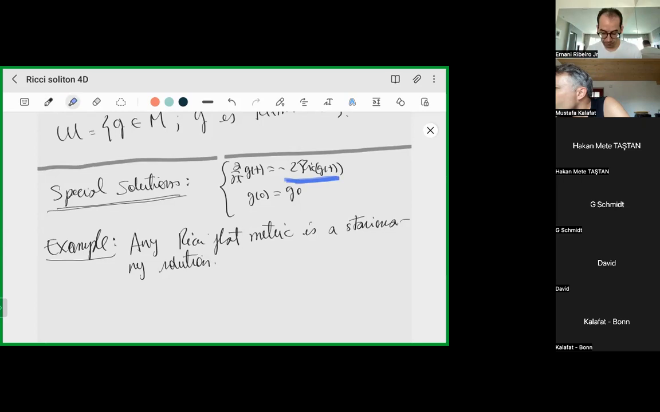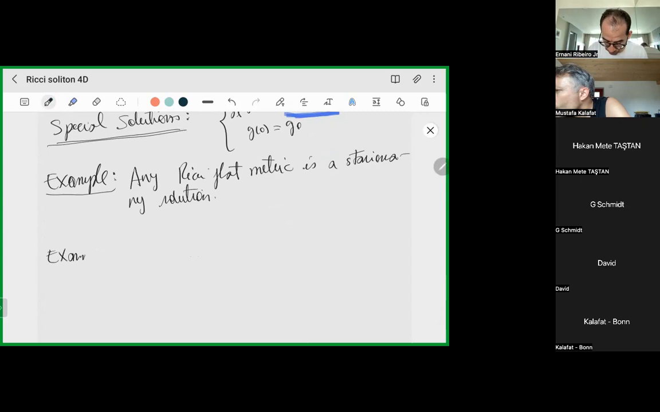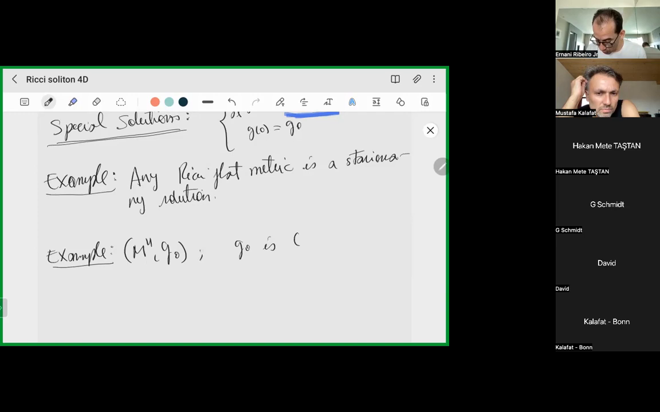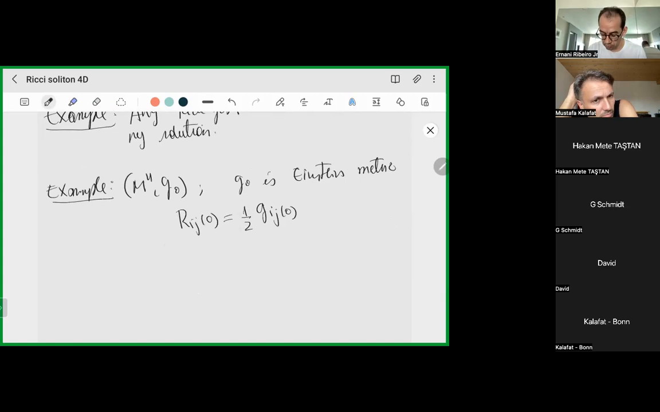However, suppose you start the flow with an Einstein metric, denoted g_0. In other words, the Ricci curvature becomes proportional to the metric. Let me write in these notations: R_ij with respect to the initial metric is equal to (λ/2) g_ij, where λ is the scalar curvature, normalized. In particular, this is equivalent to saying that the scalar curvature is positive, because I'm putting here 1/2.